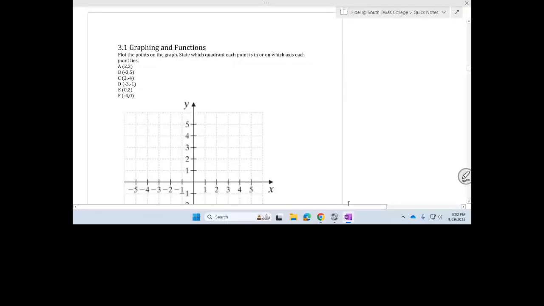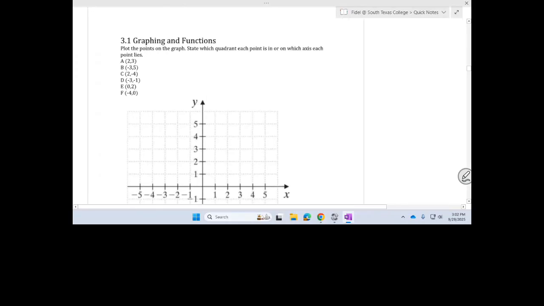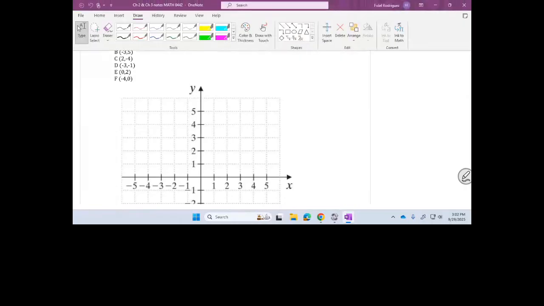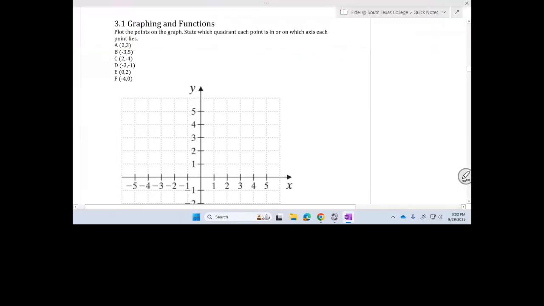Right. So 3.1 talks about the idea of graphing and functions. For the first part in 3.1, we're going to be plotting points. Every point is going to have two coordinates: an x coordinate and a y coordinate.